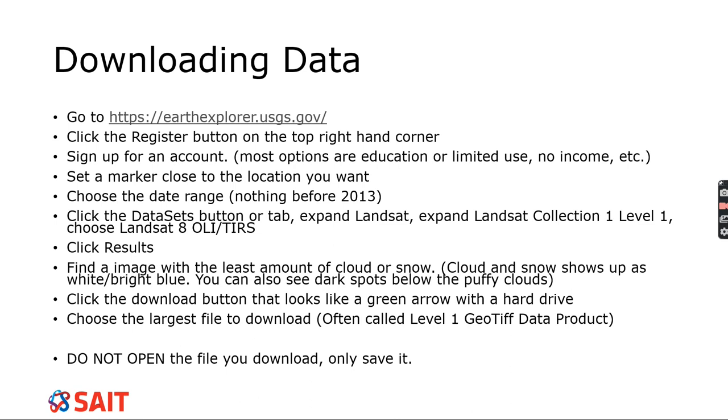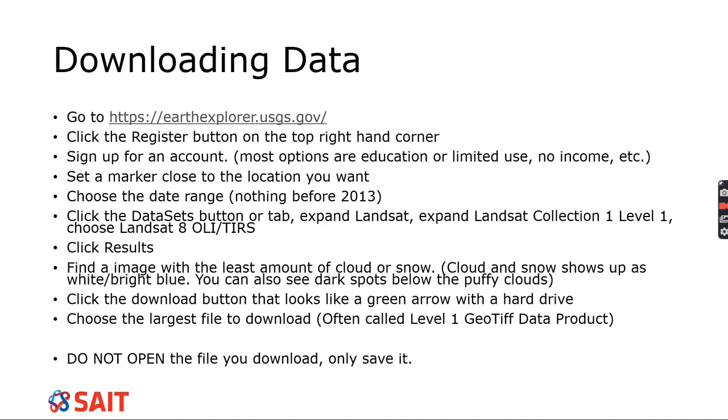Then you click Results, and you're going to find an image with the least amount of cloud or snow. We're going to see white or blue fluffy things. If there's something dark below it, it's a cloud. If it's just blue, it's usually snow. Blue and white is usually snow or ice. So you're going to try to find the least amount.